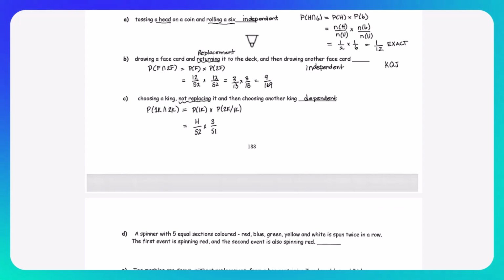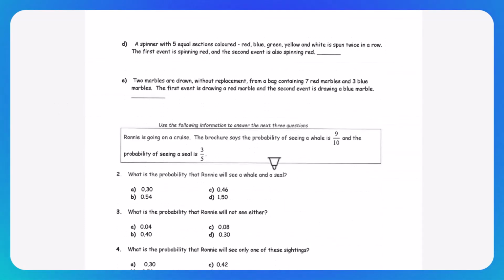Now we can reduce these fractions if we want to, before we multiply numerators and denominators. So this gives us 1 over 13 times, now 3 over 51 is actually not a bad fraction, it's 1 over 17, and that's going to give us 1 over 221. So 1 times 1 is 1, 13 times 17 is 221. Okay, let's keep going down the page and do a couple more.